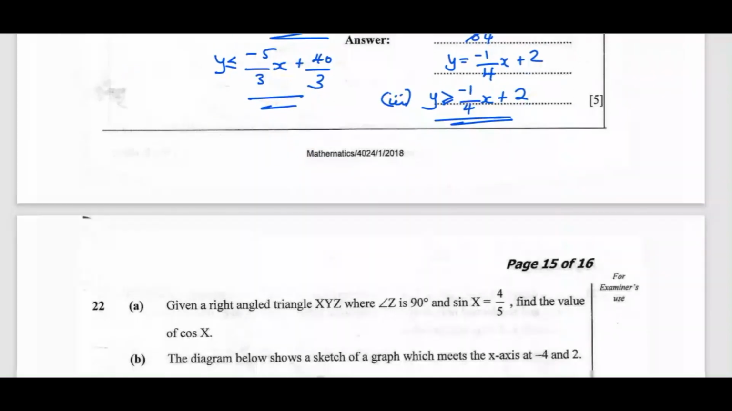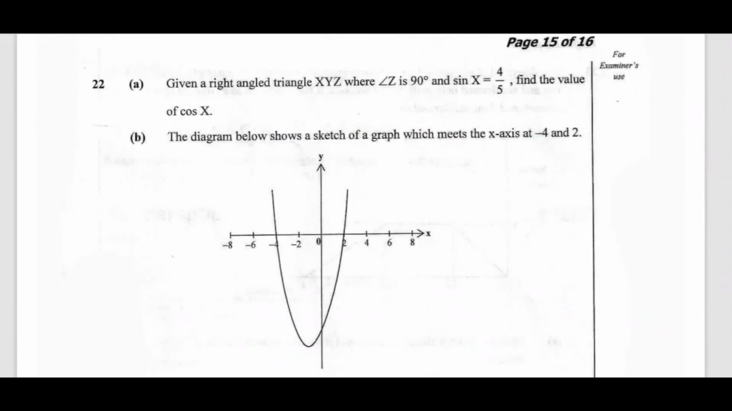So let us move. Okay, so given a right angled triangle XYZ where we have angle Z is 90 and sine X is 4 over 5, find the value of cos X. So we want to find the value of cos X. So how do we find the value of cos X? Let us find first. We say sine X is equal to 4 over 5.